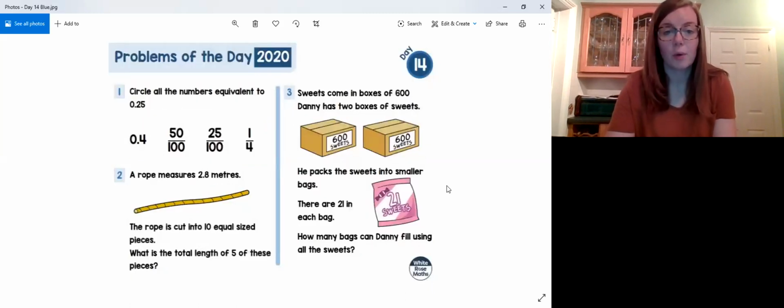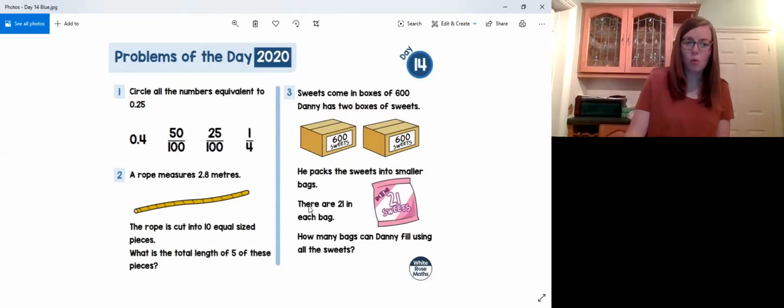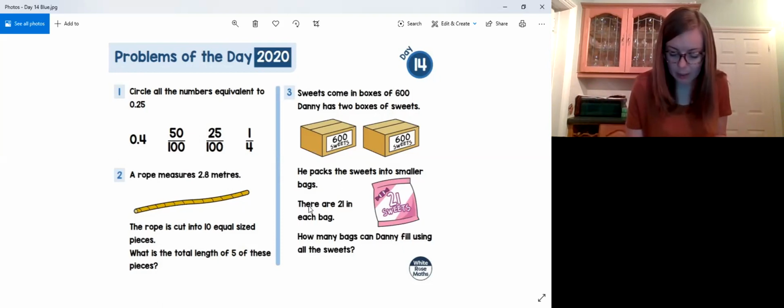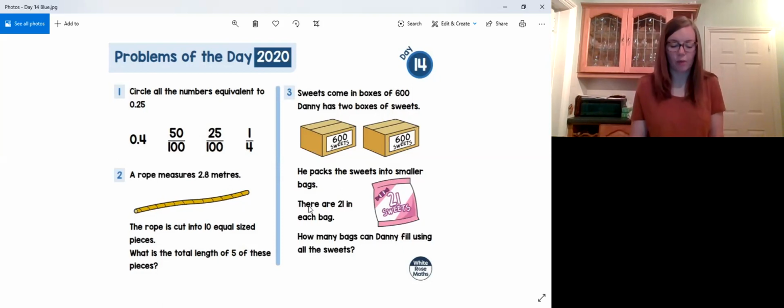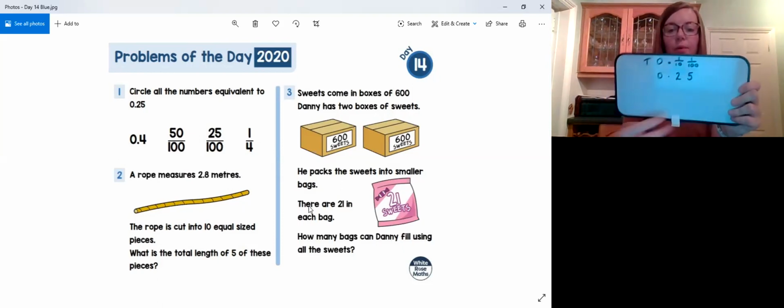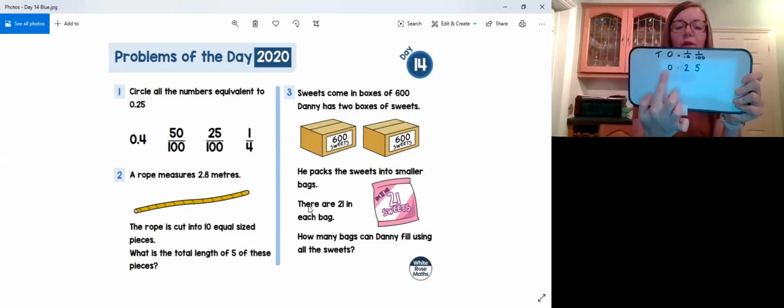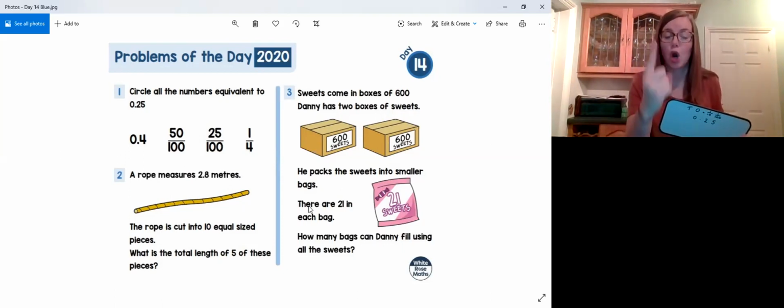Let's have a look at the blue questions. Okay, first of all, we have to circle all numbers that are equivalent to 0.25. So let's think about our place value columns. You have your tens, your ones, your decimal point, then it's tenths, hundredths. We could go on to thousands if we wanted. So we want 0.25. So if we think about our place value columns, we have 0 ones, 2 tenths and 5 hundredths. But we have 0 ones, so our number is less than 1 whole.